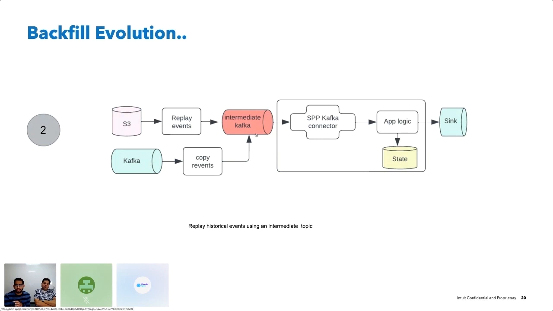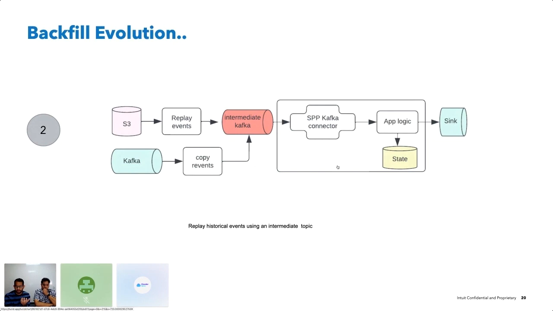All we need to find out is that Beam needs one single source, which is a streaming source. So we use another application which reads data from S3 hour by hour and then replays all the events, putting them in an intermediate Kafka. Once the data is completely read from S3, then we move to the application. The external application will start reading the data from Kafka and put the events into the intermediate Kafka topic.